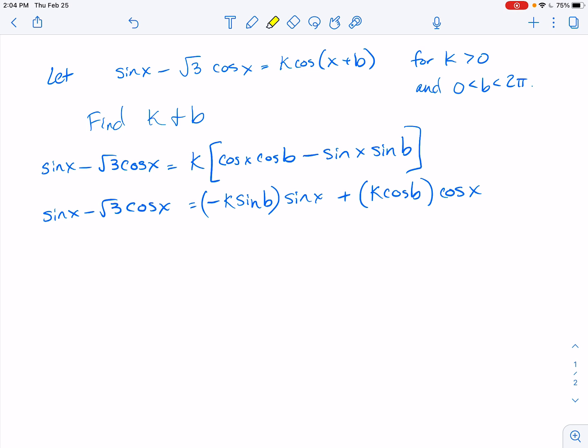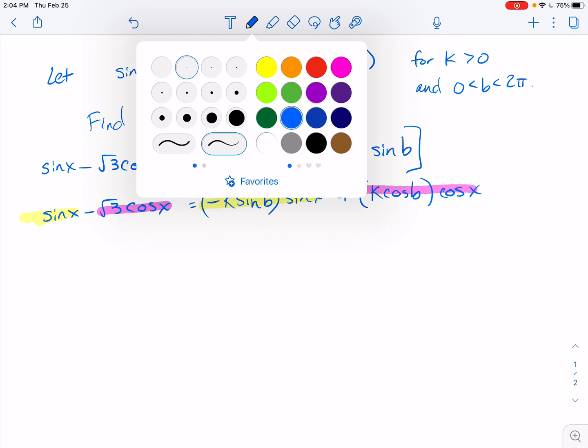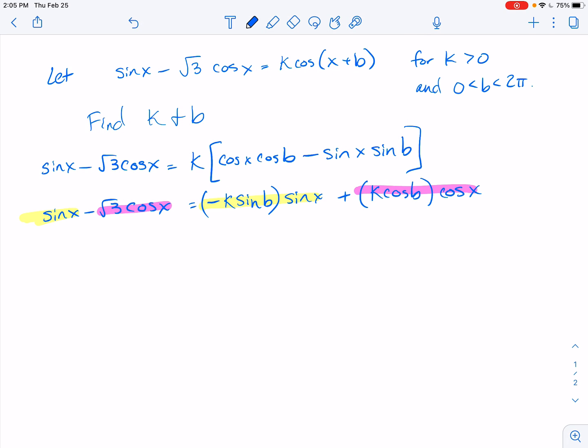Now, this term, sine of x, is going to need to match that term. Let's pick a new color. This term is going to need to match that term. So the coefficient of sine of x, which is 1, is equal to negative k sine b, and negative root 3 would be equal to k cosine b. Those two imply that we could solve for sine of b, which would equal negative 1 over k, and cosine of b would be equal to negative root 3 over k.